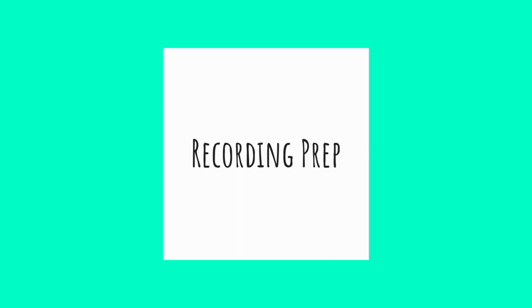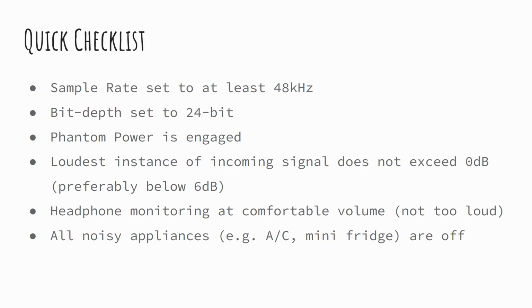Before you start recording, here is a quick checklist to go over. First, make sure your sample rate is set to at least 48 kilohertz, preferably 96 if you're working in a noisy environment. This gives you more wiggle room for denoising if necessary. Second, make sure your bit depth is set to 24 bits, not 16-bit. And third, make sure that phantom power is engaged.